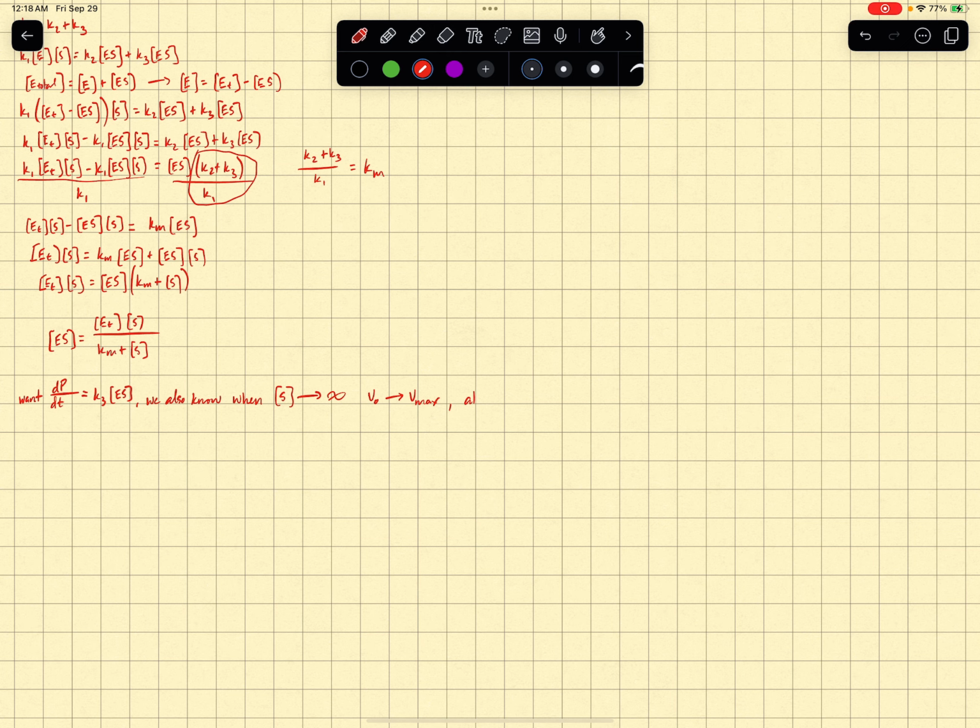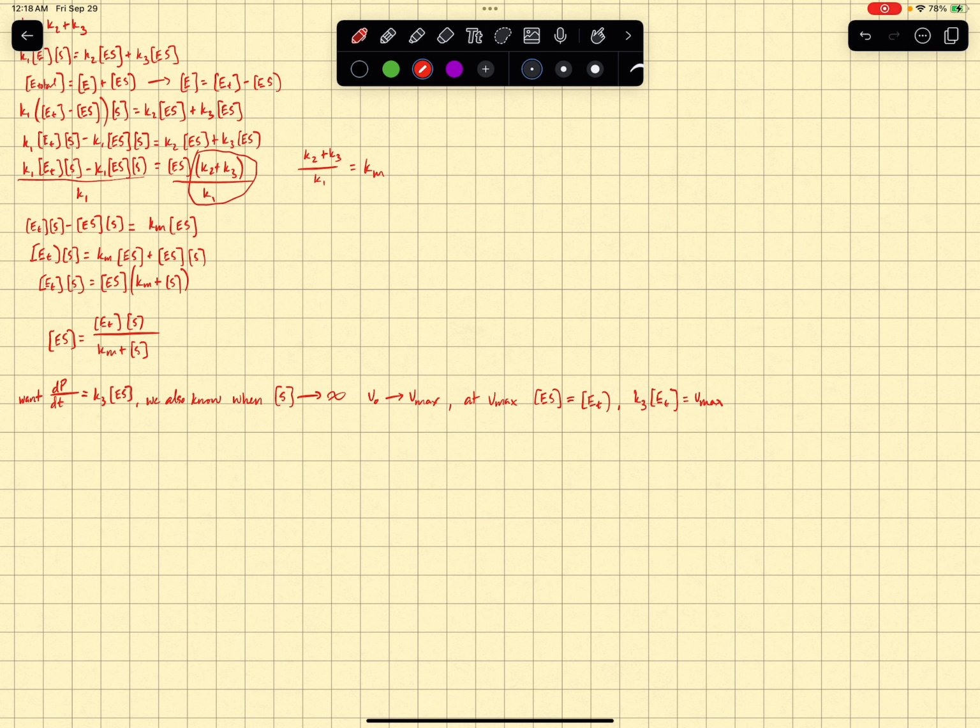So we can say that at Vmax, the enzyme substrate complex, we can assume that that's going to be equal to the total enzyme. Because if our reaction is running at Vmax, then our enzyme is going to be fully saturated. So with that in mind, we can say that K3 times ET, the total enzyme, equals Vmax. And that's a combination of these two pieces of information that we just got.